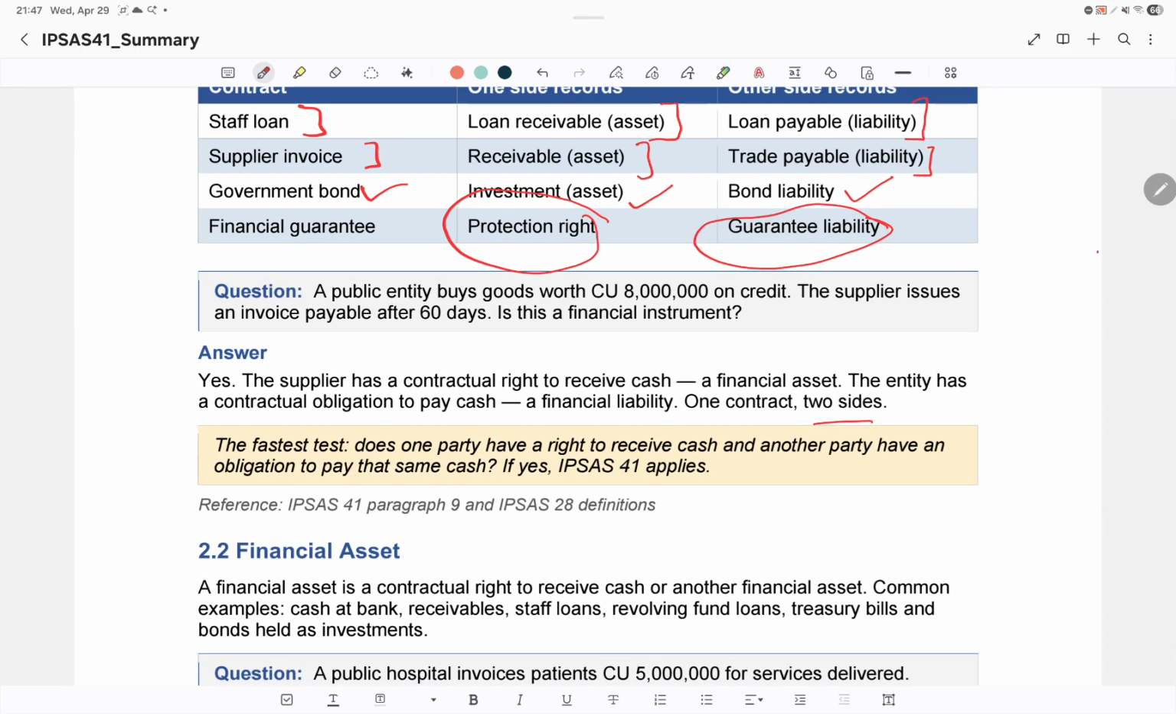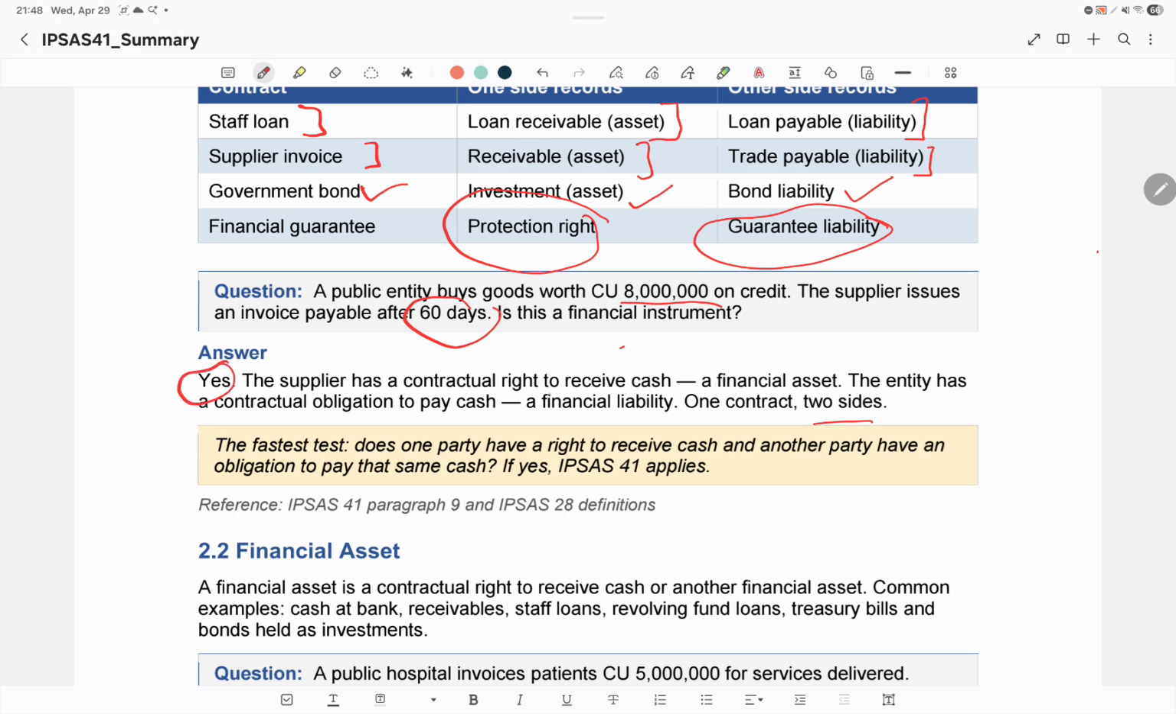For example, this question: a public entity buys goods worth 8 million on credit. The supplier issues an invoice payable after 60 days. Is this a financial instrument? Someone has supplied goods worth 8 million on credit, and the supplier has already issued an invoice, but payable after 60 days. Is this a financial instrument? Yes. The answer is yes.